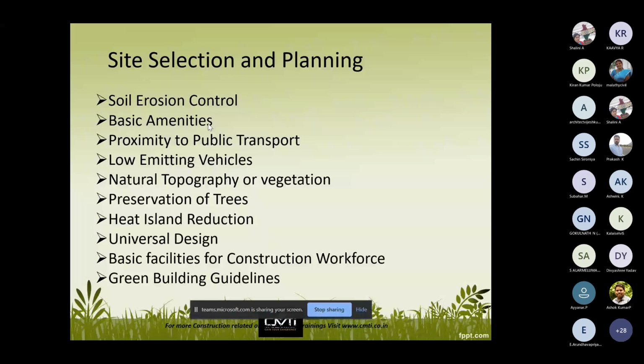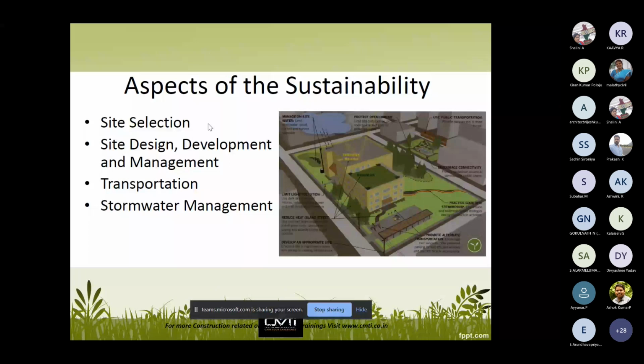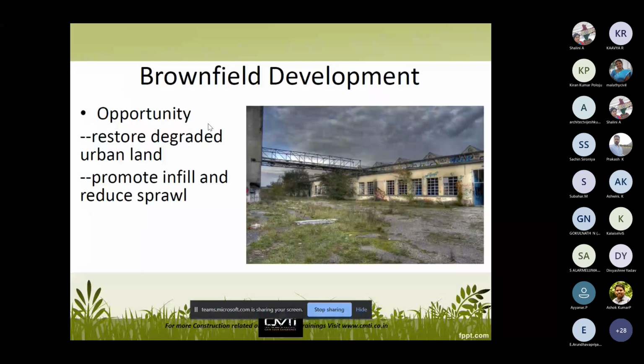Site selection, so many slides are there. I am just showing some slides. Brownfield development is nothing but you already having an existing project. How, while demolition, can you retrieve those materials and use them for your new construction? That is your brownfield development. Maximum you can take the materials out and reutilize, so that for the green building certification purpose also it will be helpful.